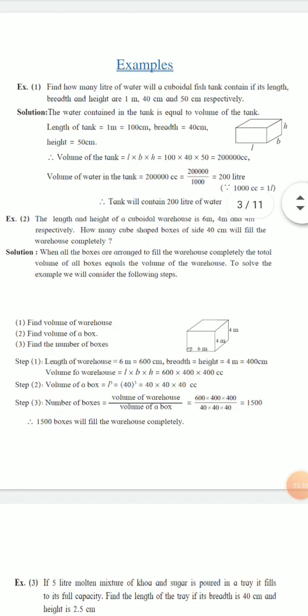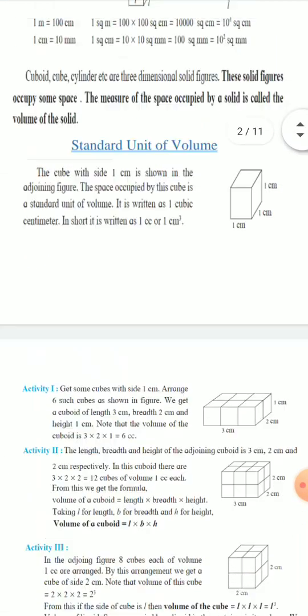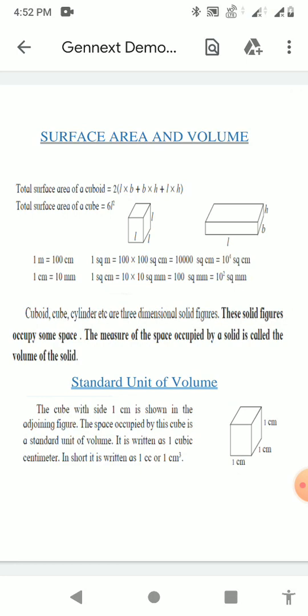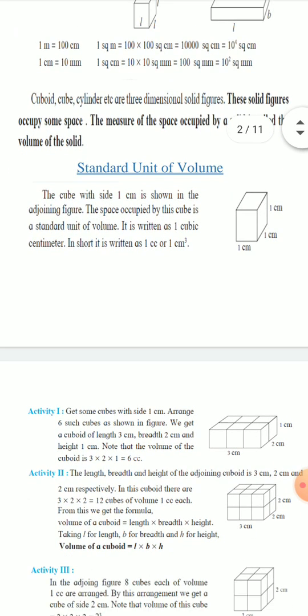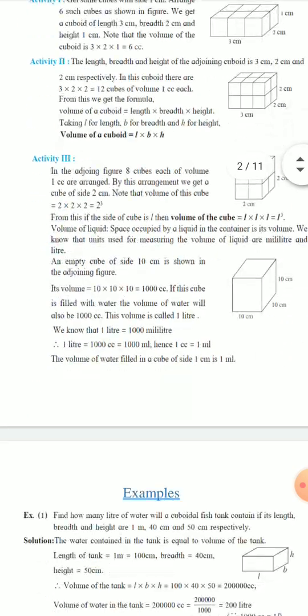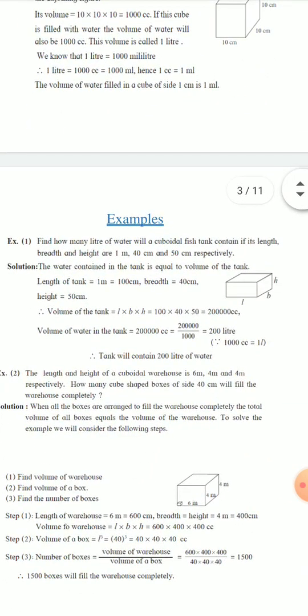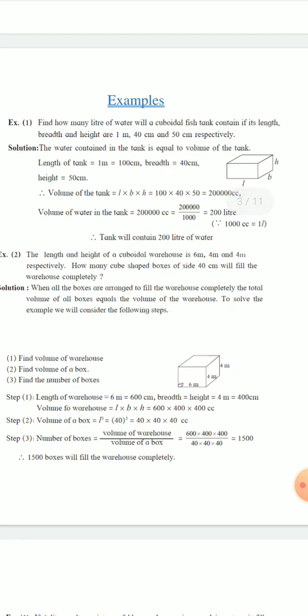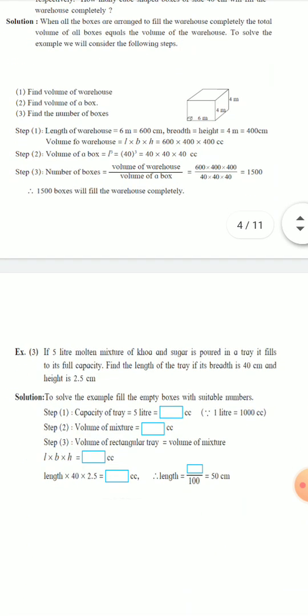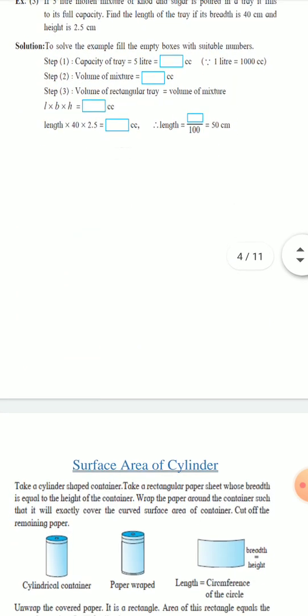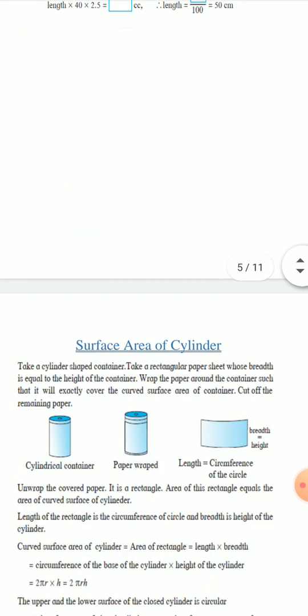So this is all about volume. We quickly revised the formula for total surface area of cuboid, and we have seen the standard unit of volume and some examples. With the help of these examples, we can easily calculate the volume of these two geometries, that is cube and cuboid. Okay, now we will proceed to surface area of a cylinder.